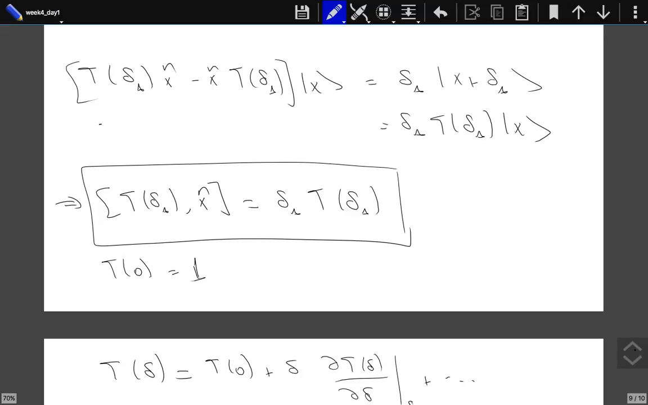Another point, the translation operator, by the way, doesn't correspond to a measurement because it's not Hermitian. It's unitary, but not Hermitian in general. For certain special values, it might be Hermitian, but in general, it's not Hermitian. It's unitary.